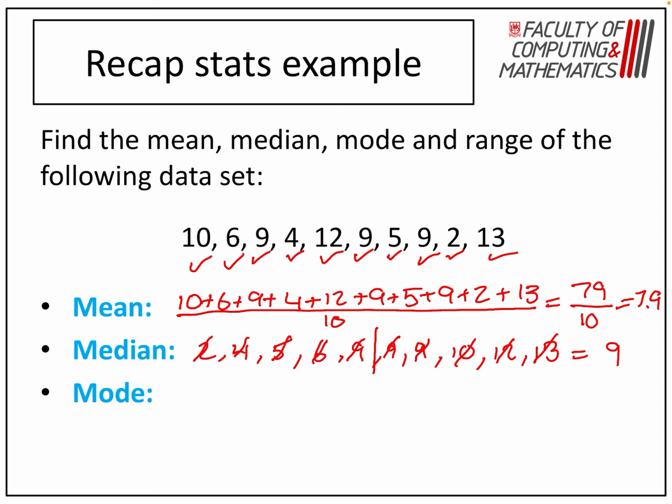Our mode is the number that comes up most often, and that is 9 in this case. So our mode is going to be 9. Our range is our biggest value, take away our smallest value. So it's 13 take away 2, which gives me 11. So our range is 11. So there should be things that you're already familiar with.